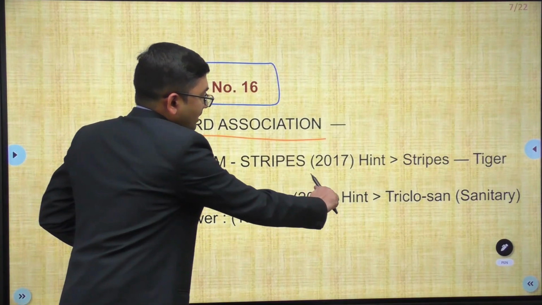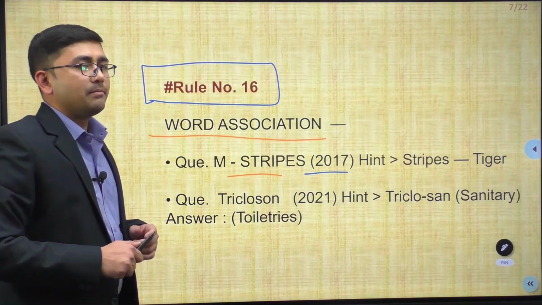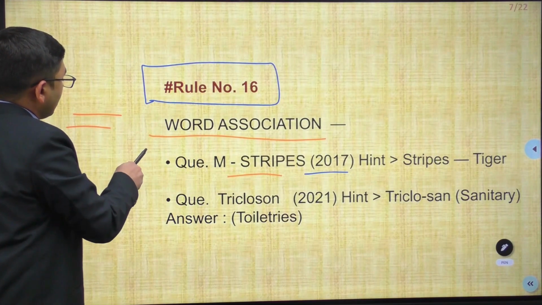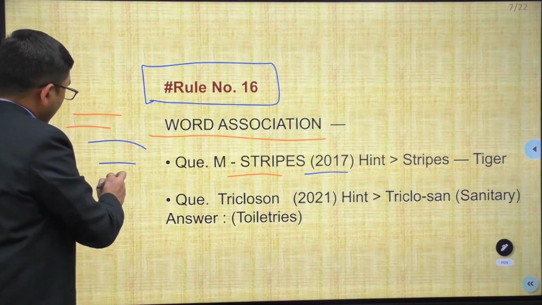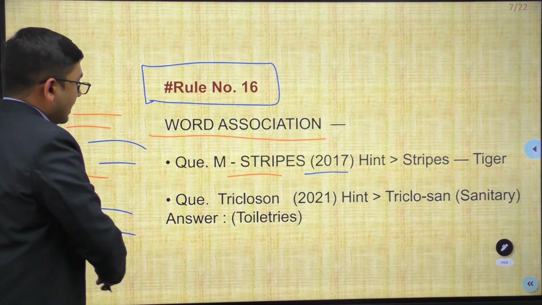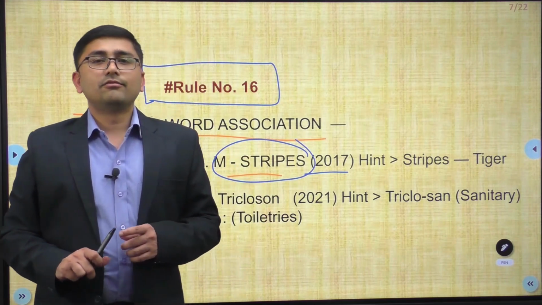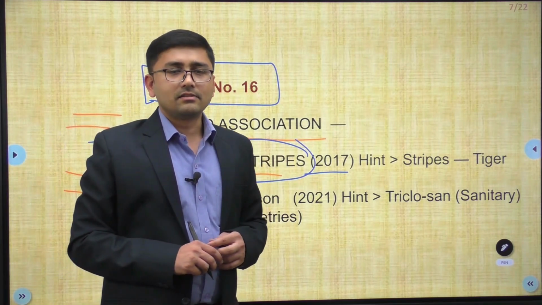In 2017, the question was about M-stripe. You are all aware of stripes. Stripes are on a tiger, a zebra, likewise. And with the help of that word stripe, you can mark the answer related to tiger, wild fauna, something conservation.